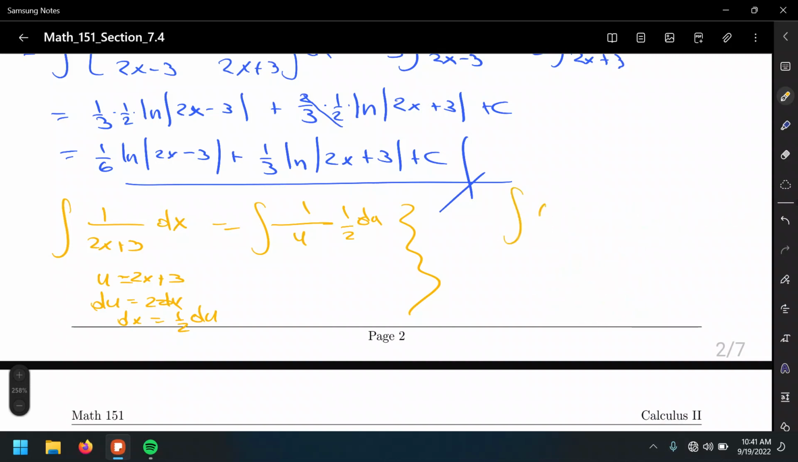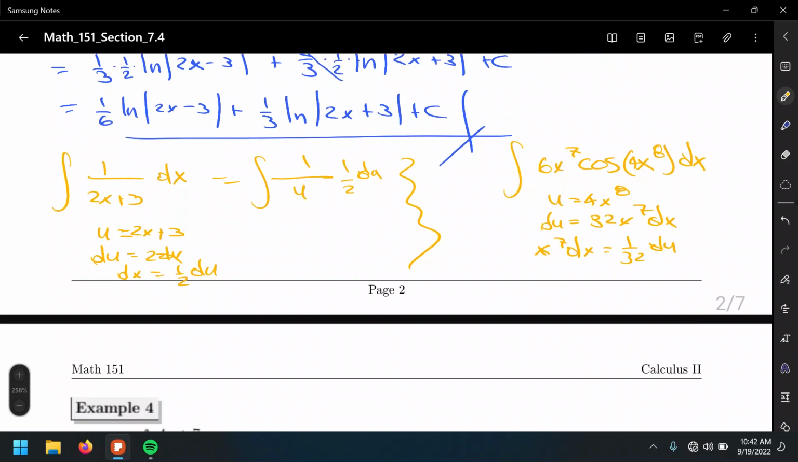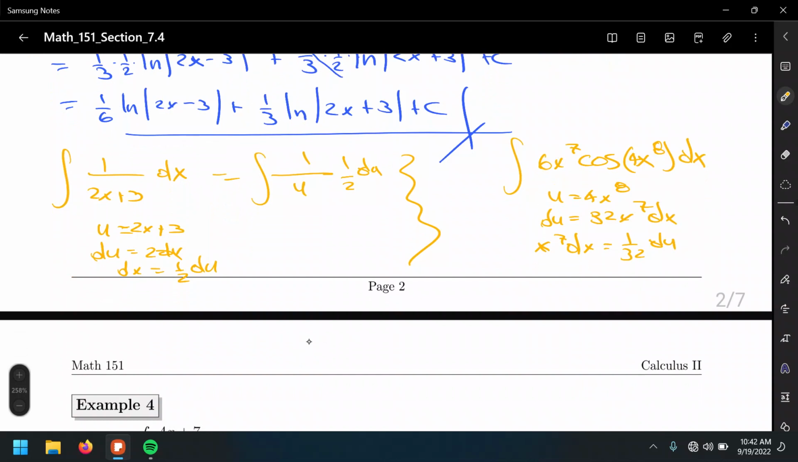The integral of 6x to the 7th, cosine, for example, of 4x to the 8th. Well, in this case, it may not be that easy to just do this in our heads. In this case, it would be a good idea to show the u du part. U, in this case, 4x to the 8th, du equals 32 x to the 7. Well, we have the x to the 7. That means x to the 7 dx equals 1/32 du. So when we do the substitution, let me continue here. I'm going to take this 6 outside of the integral, cosine of u, and x to the 7 dx becomes 1/32 du.